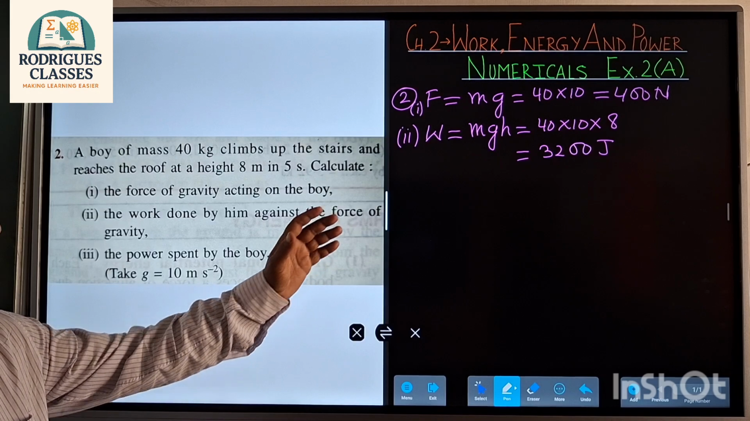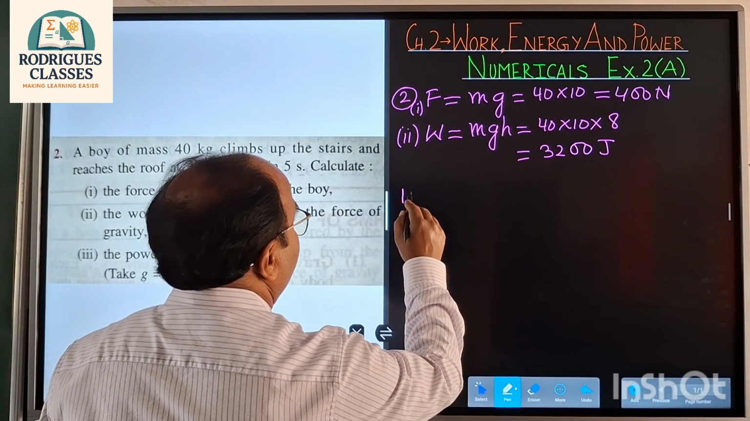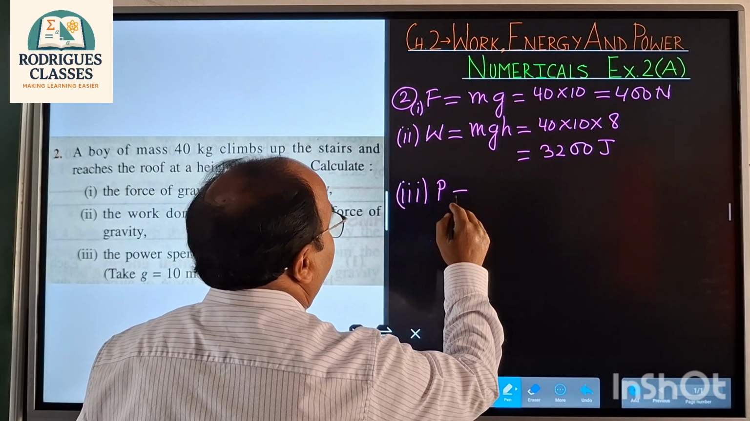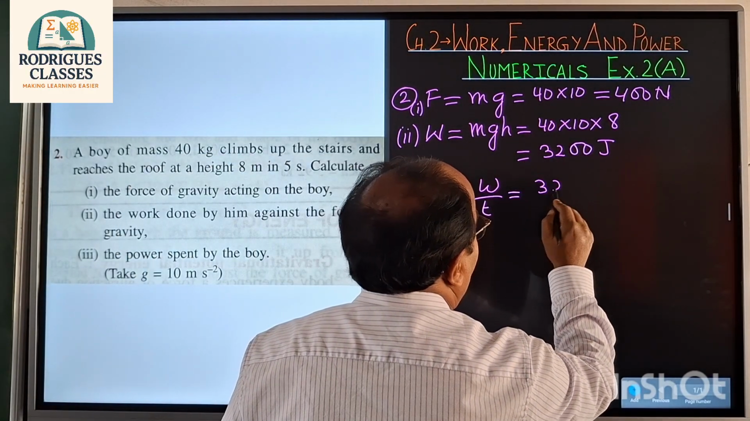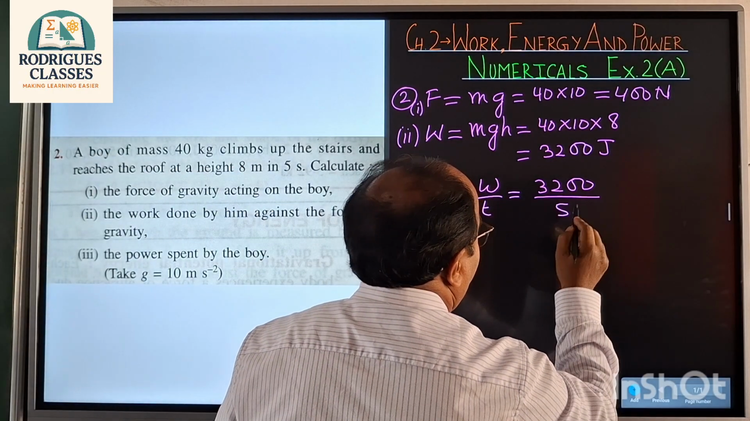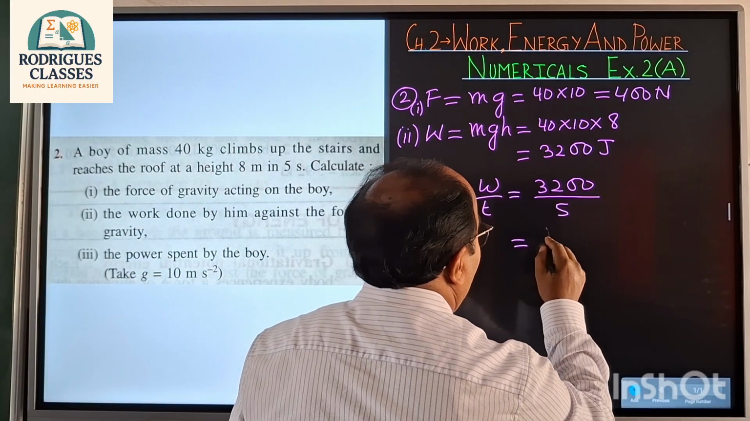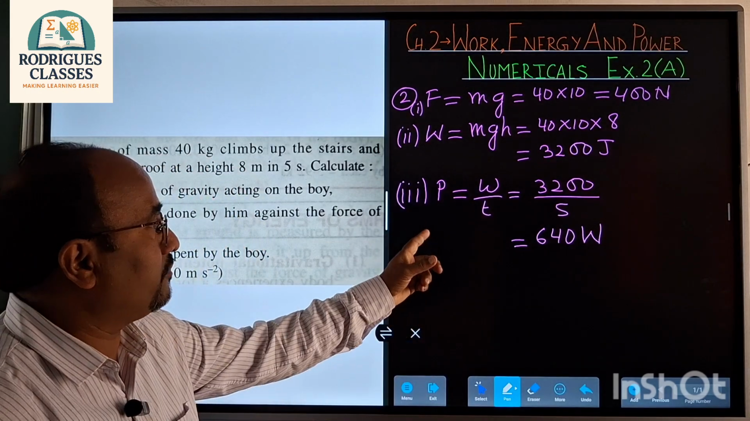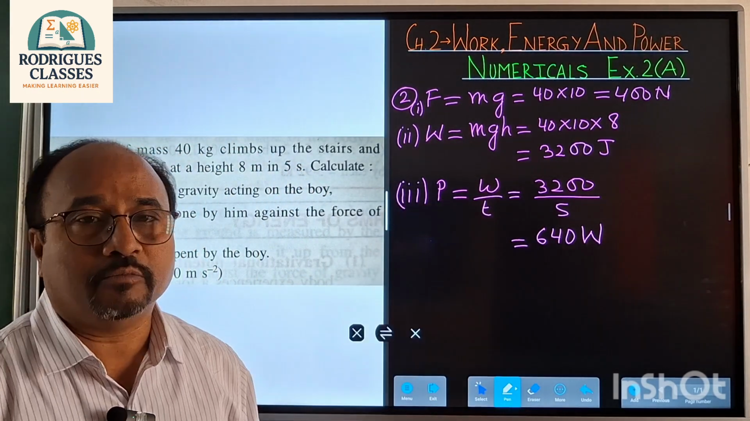So you have found the work done by the force of gravity. Now the third one says, find the power spent by the boy. Power we know is work done by time. We know already work done as 3200 joule and the time given is 5 seconds. Okay, so you have to divide 3200 by 5, you will get 640 watt, because power we are finding, SI unit of power is watt. So this solves this numerical.